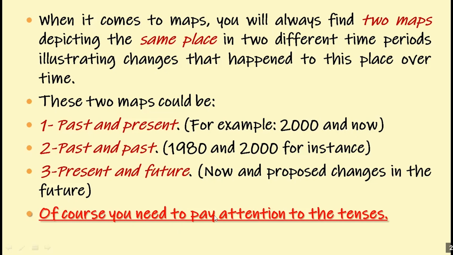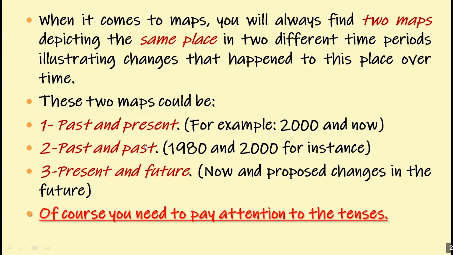Now, of course, you need to pay attention to the tenses. You want to be careful about that. You have to be very careful. For example, if it's past and present, then when you're describing the place in the past, you want to use the past. You can say, for example, there was a cinema. When you're talking about the present, you will use the present. Now there is a park instead of the cinema, for example. There was a stadium. Now there is a factory instead of the stadium.